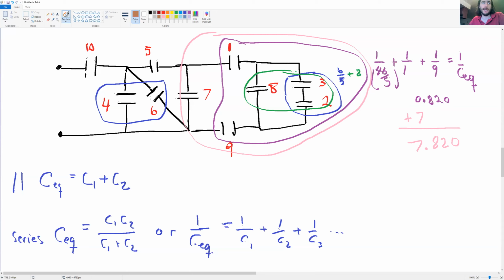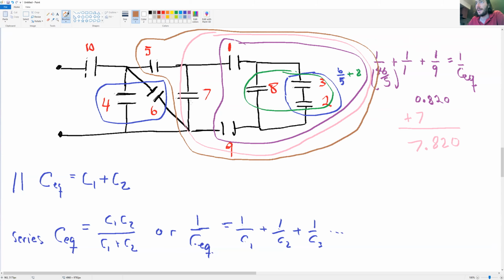Now that we have 7.82 for the pink loop here, the next thing we have to do is we've got to be really careful now. We can only combine the pink with the 5 here. We have to combine the pink with the 5 first. Don't make the mistake of trying to combine the pink, the 5, the 6, and the 4 all at the same time. That would not work. That would be incorrect. We have to combine the 5 with the pink. So that would be 5 times this. They're in series, by the way. The 5 and the 7.82 are in series. So that would be 5 times 7.82 divided by 5 plus 7.82.